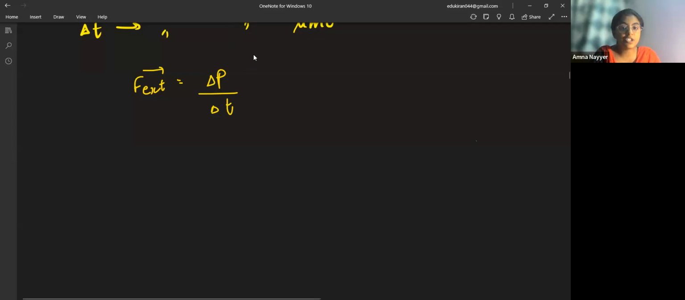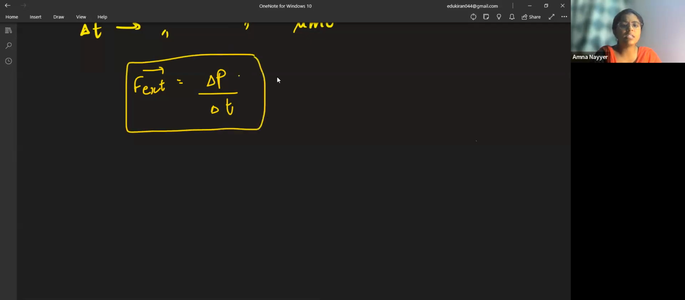What is meant by the change of momentum? You have a particular initial value of momentum at an initial time, let's say T1, and some final time T. So change in momentum will be final momentum minus initial momentum. Time duration will be final time minus initial time.